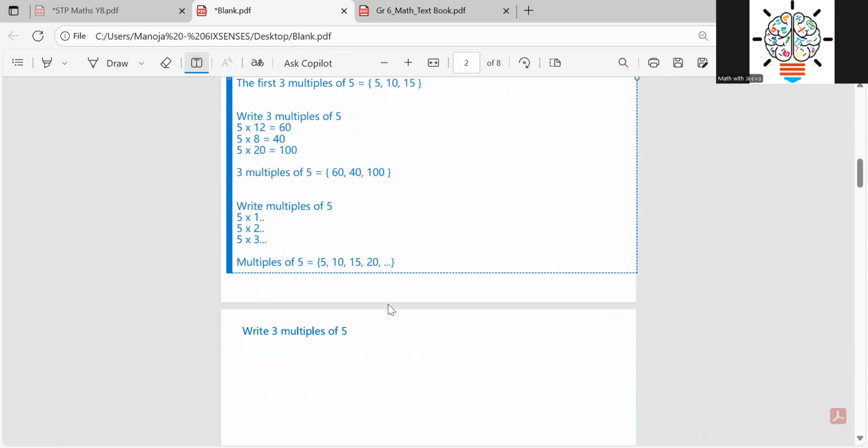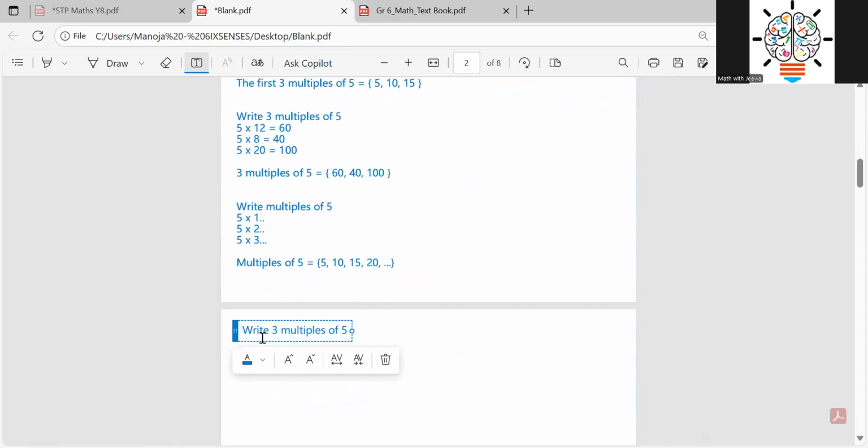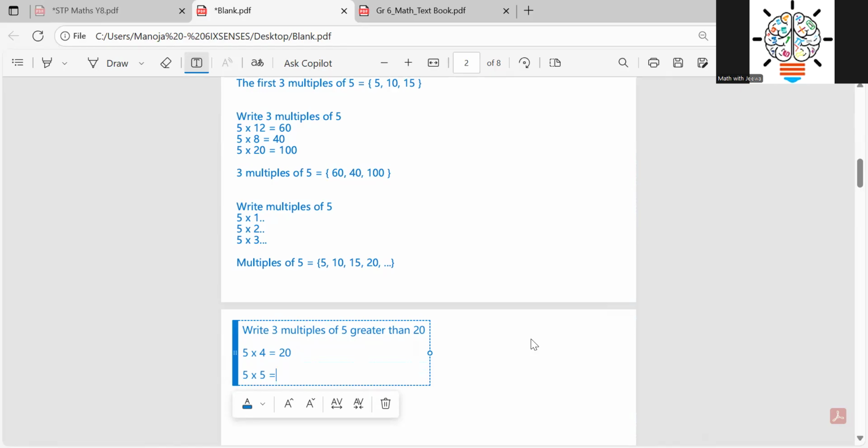And then the other thing, let's say another question: write 3 multiples of 5 greater than 20. Now what do you do, children? 5 times 4 is 20, right? Then you can't write 20 here because it should be greater than. So you skip it. Then you take 5 times 5, 25. Then 5 times 6, 30, and we want to write 3, right? So then 5 times 7 is equal to 35.